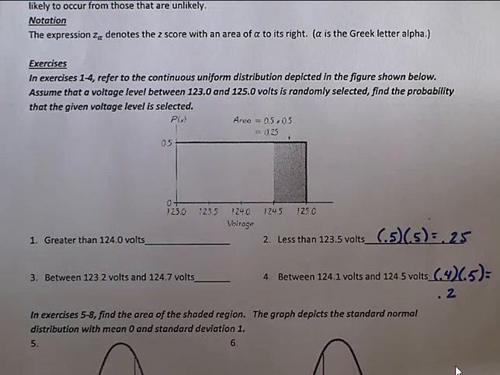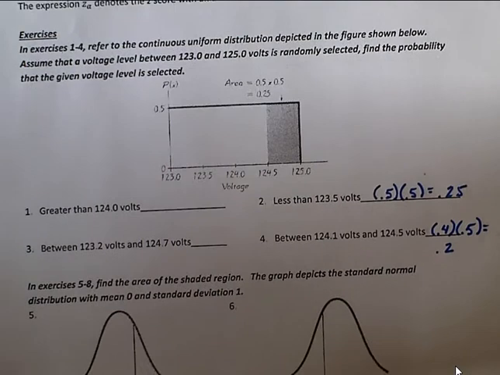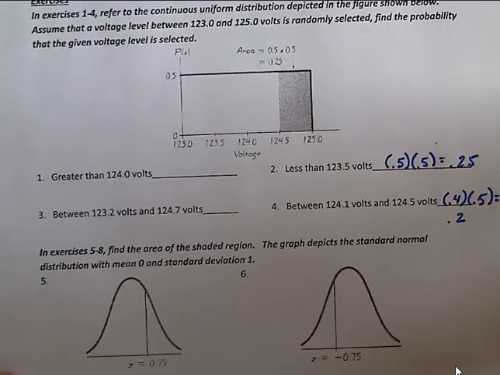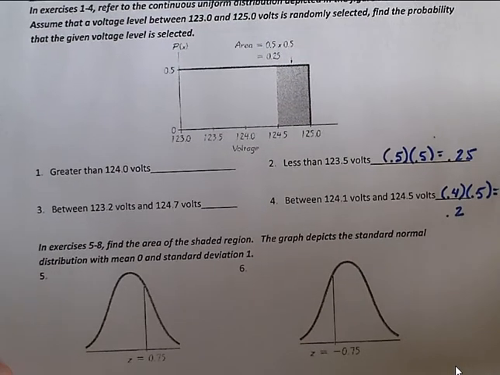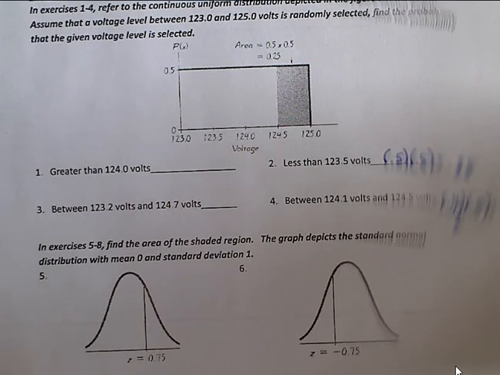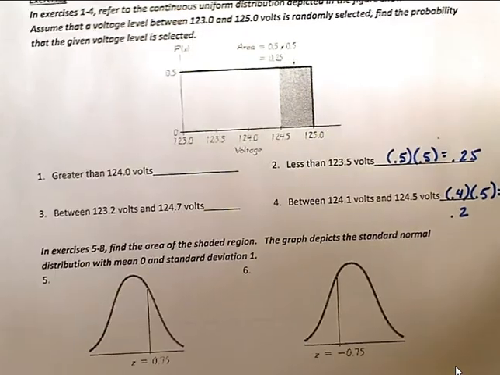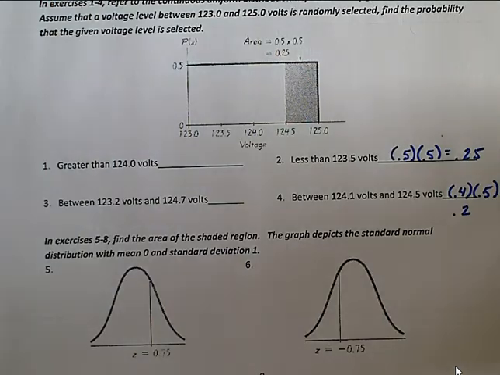Down below, they've given us normal curves, they've given us some z-scores. Again, we are to find the area under the curve. Now, what we have to be careful of with these, it doesn't do a very good job of showing you where the shading is at. So let me check my notes here again, and I'll help pencil those in.